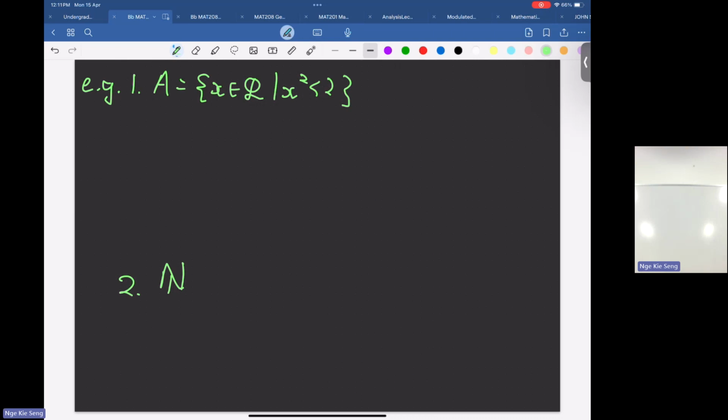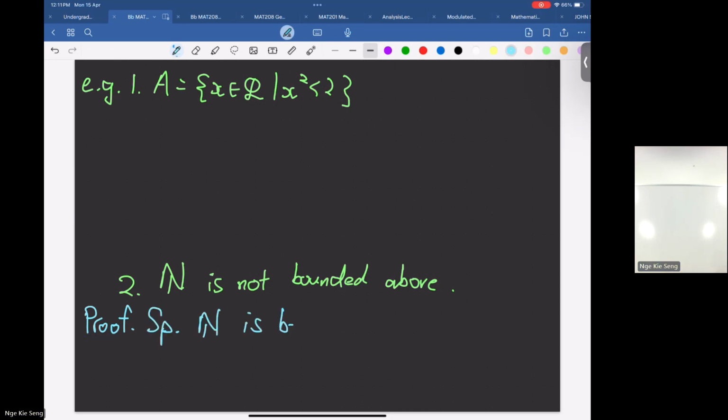No. Why? Bounded below, true, it is bounded below. So why is it not bounded above? Why is it not bounded above, for the natural numbers? How to prove it? Contradiction. Very good. So we want to prove by contradiction. How to prove by contradiction? Suppose it is bounded above.